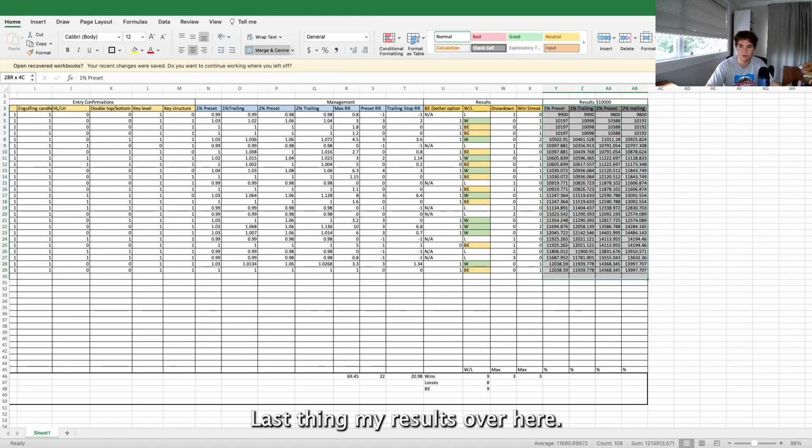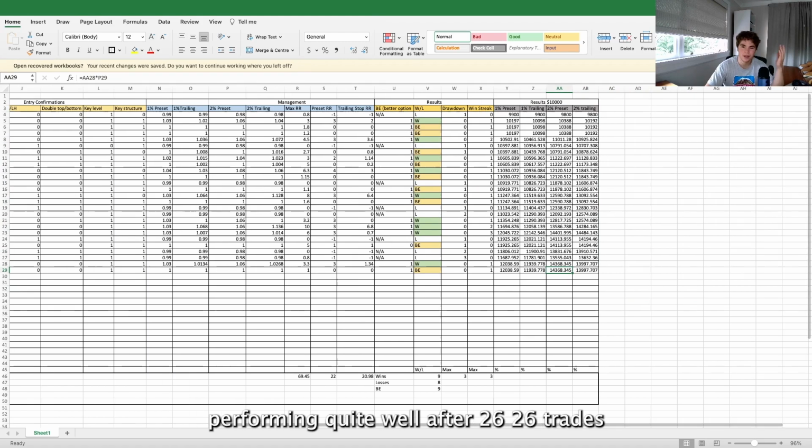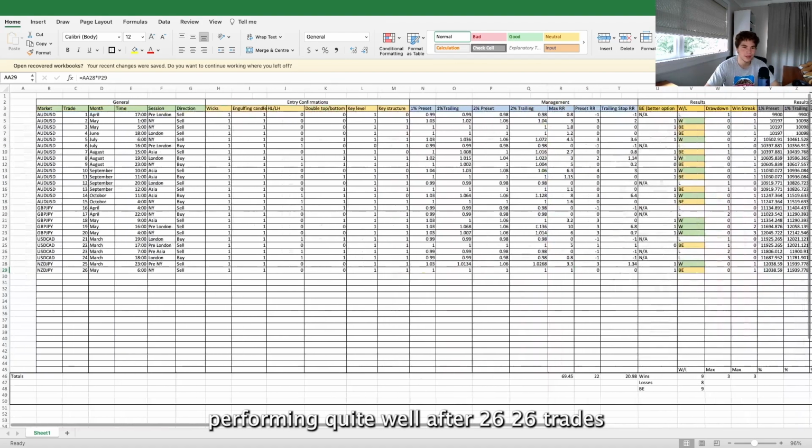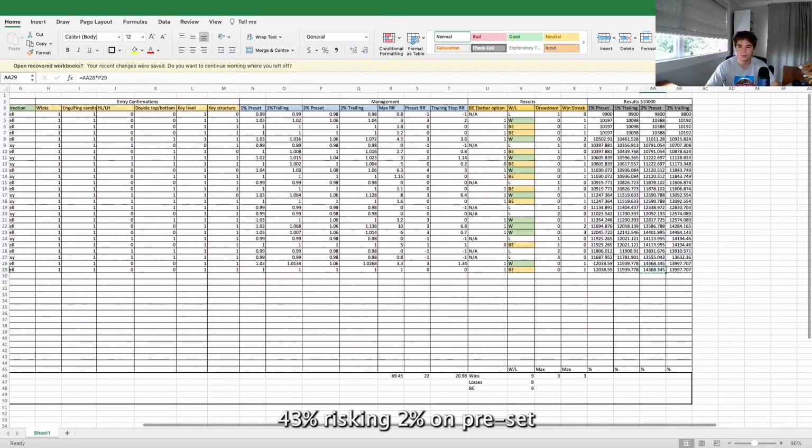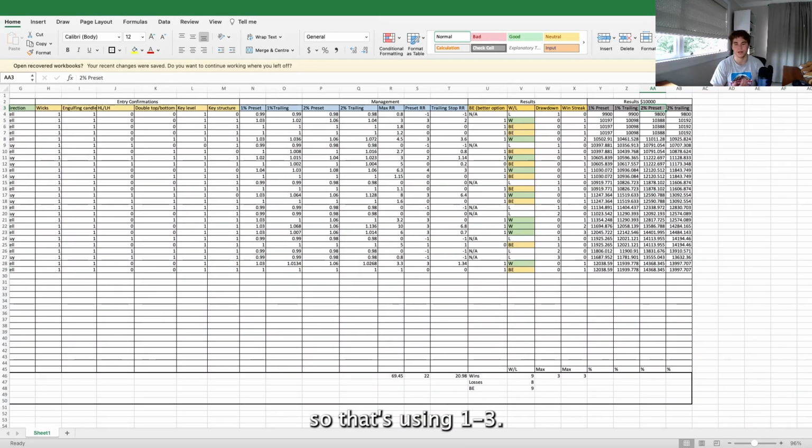Last thing, my results. So over here, we can see in the end, the strategy is performing quite well. After 26 trades, we are up 43%, risking 2% on preset. So that's using 1 to 3 RR. I mean, that's a very good thing to know.